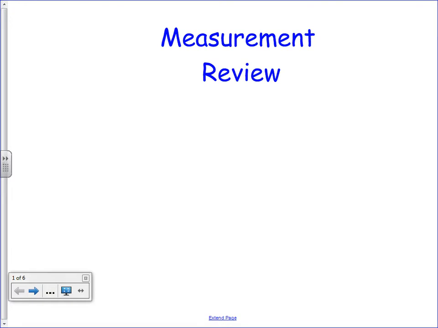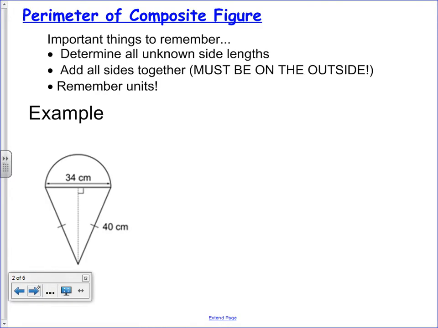Okay, we're going to do the first review question. It says here, perimeter of composite figures. I'm going to get you to share with your neighbour. If the person beside you does not have it, I'm going to ask that you share, and then I can look at getting you some more copies.